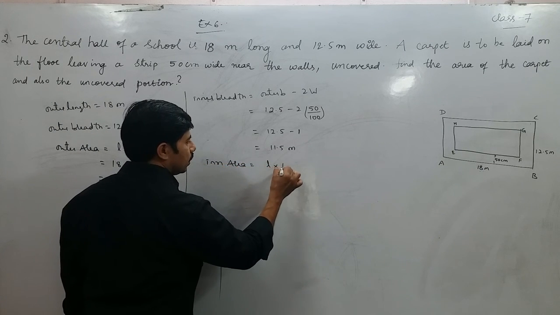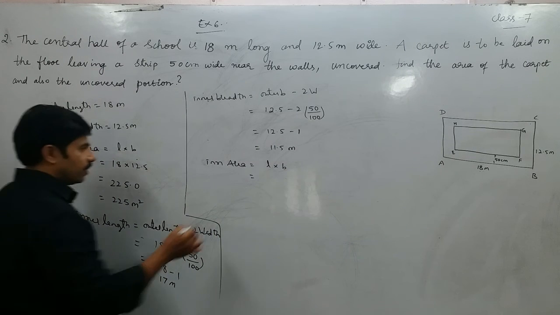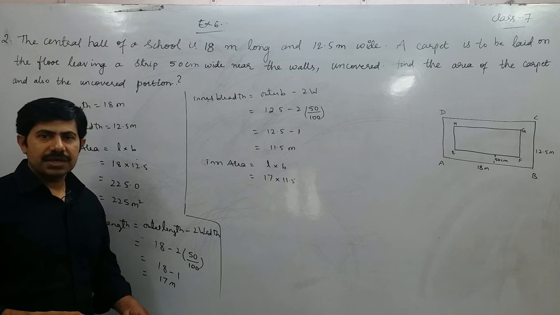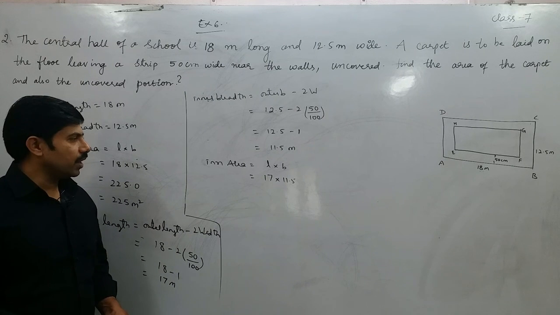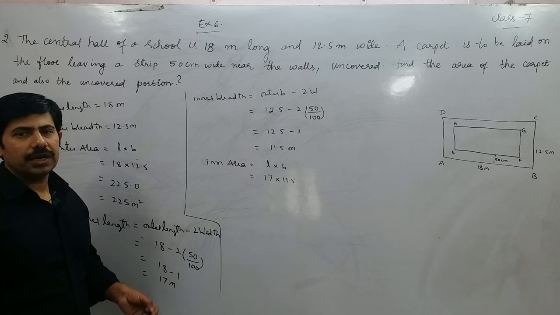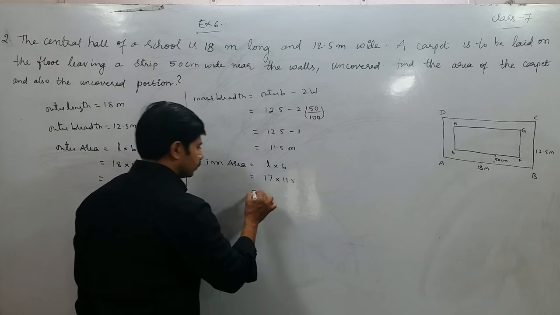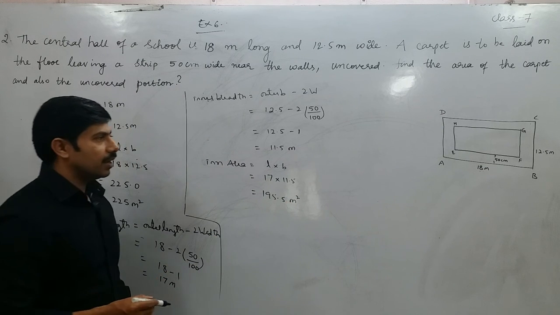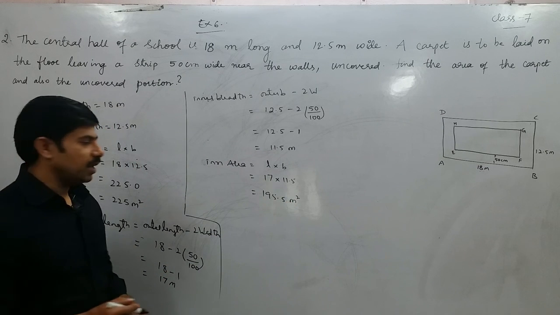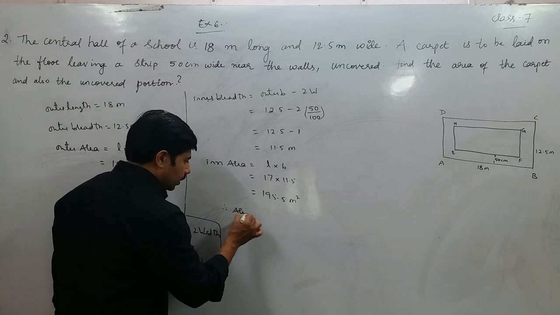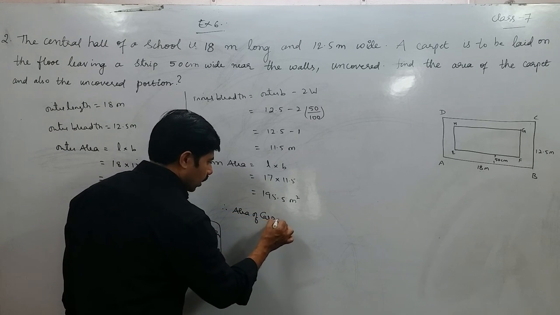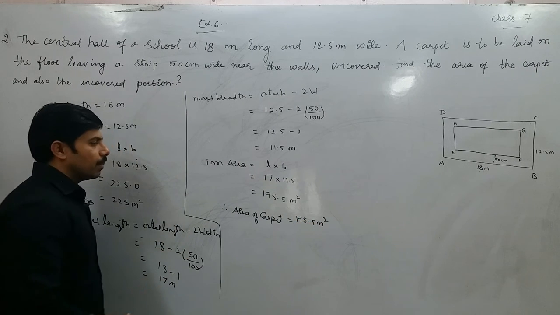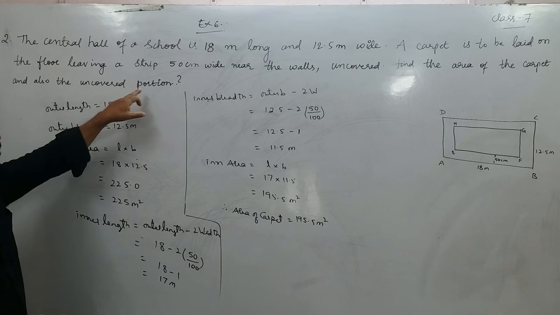It is inner length into inner breadth. So what is inner length? It is 17 meters into 11.5 meters. So we need to multiply 17 into 11.5. So what we get is 17 5s are 85. So we get 195.5 meter square. This inner area EFGH is nothing but the area of carpet. So therefore we get the area of carpet as 195.5 meter square.